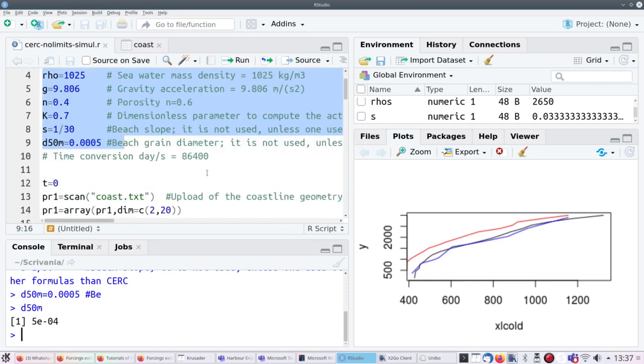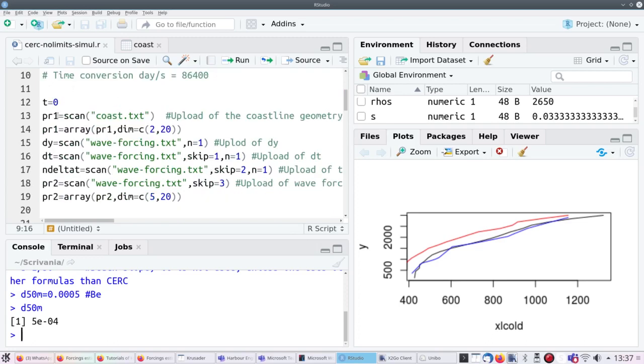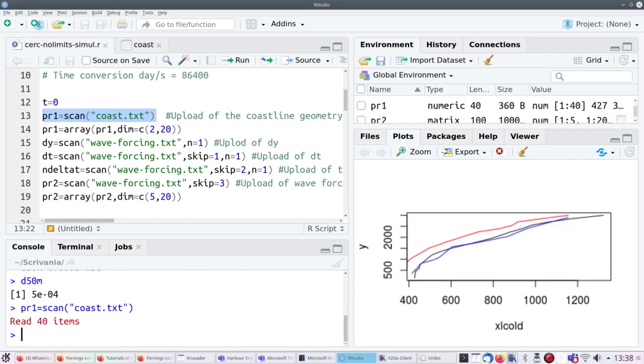Okay, and then final instructions. We need to scan the file cost.txt. This is the instruction that I want you to copy and paste here in the console. If you give a return, you then see that it read 40 items. I think we can stop here. I just wanted to make this step forward, uploading the data.